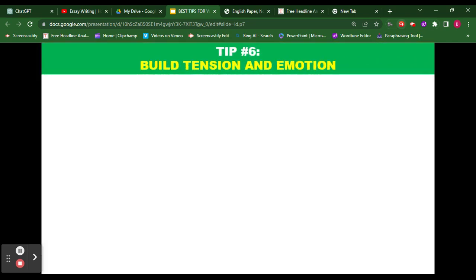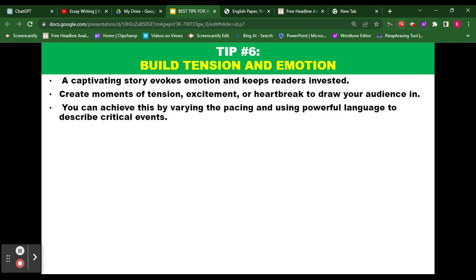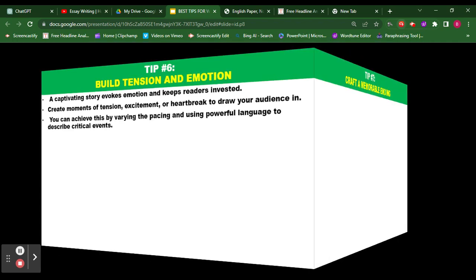And going further, we come to tip number 6, build tension and emotion. A captivating story evokes emotion and keeps readers invested. Keep them actually interested. That is really important. You need to create moments of tension, excitement, or heartbreak to draw your audience in. You can achieve this by varying the pacing and using powerful language to describe critical events.